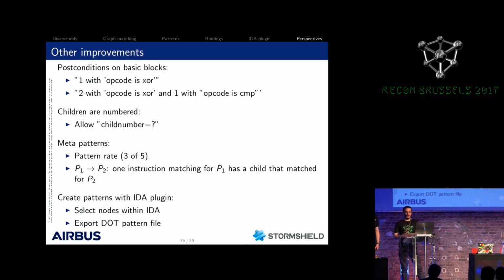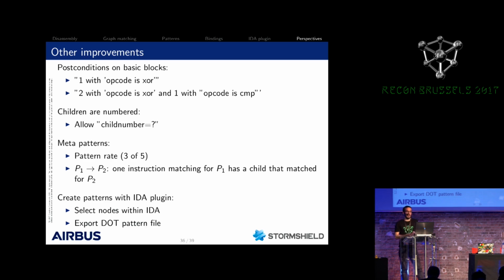Then, as Jonathan explained, we would like to have meta patterns in GRAP, which would allow us to say, okay, I have 5 patterns. I want a match if we find 3 of them. That's enough. Or we would like to say, okay, I have 2 patterns, P1 and P2. Find me a binary that has one match of P1 that is directly followed by a match of P2. That is, there is one instruction of P1 that has, as a child, an instruction of P2. We would like to do some pattern linking like that.